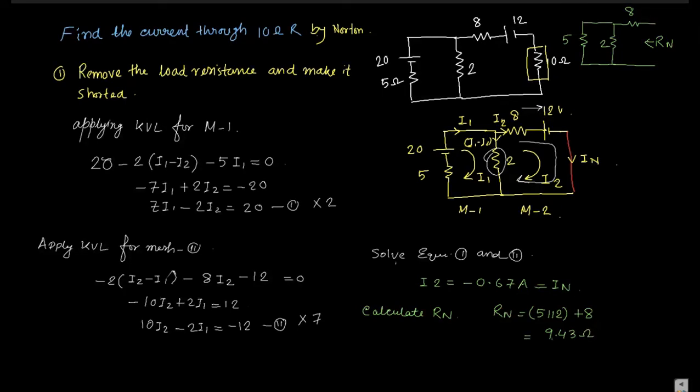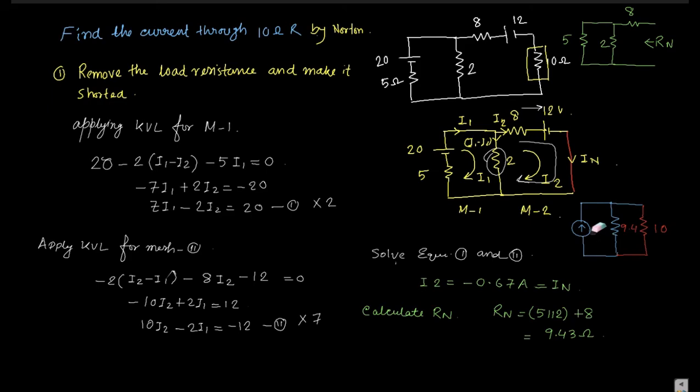So what is the final circuit? We got IN, we got RN. The final circuit is like this. IN should be drawn over here, then RN over here. There is the current source with the parallel resistance, and the load resistance is intact. It is the 10 ohm. This is the 10, this is the 9.4, and IN is minus 0.67.